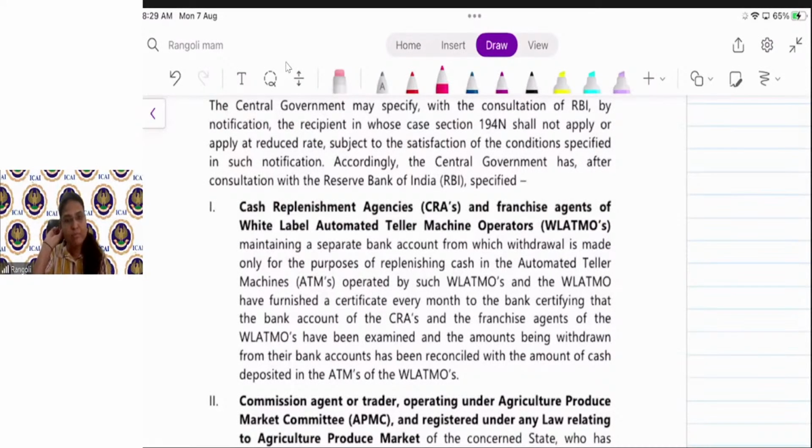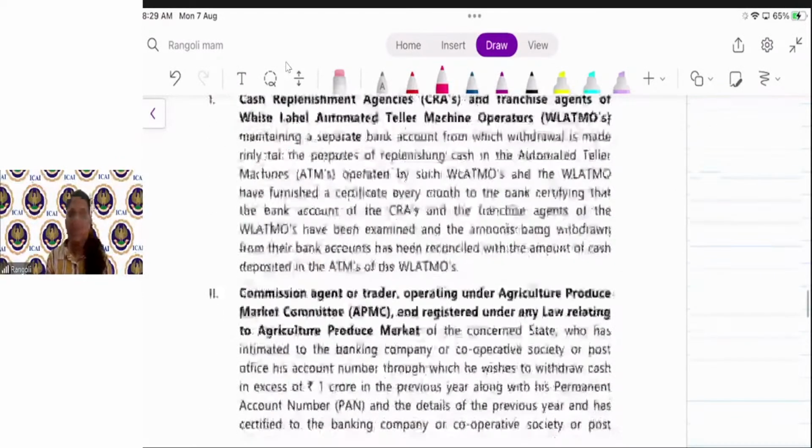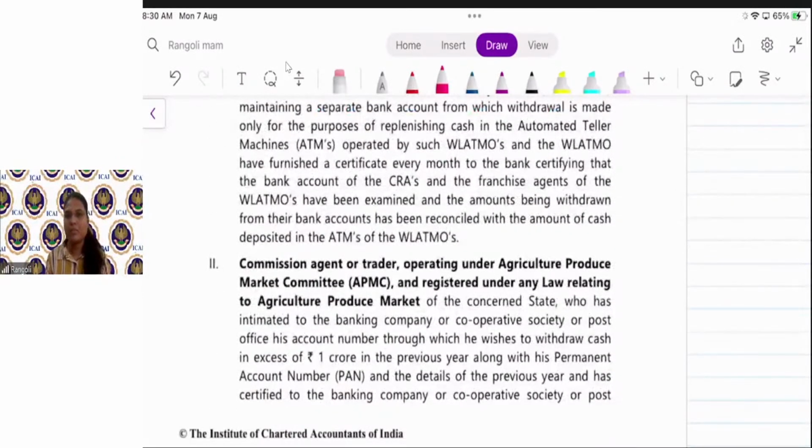But they should have approval of RBI and they should provide a certificate to the bank that we are the agent and we are approved by the RBI that we can withdraw without TDS. Same is with a commission agent or trader operating in APMC, that is Agriculture Produce Market Committee. What they need to do is make payment to various farmers. So the payment may be more than 1 crore. So they can also withdraw amount more than 1 crore and the bank will not deduct TDS under section 194N.